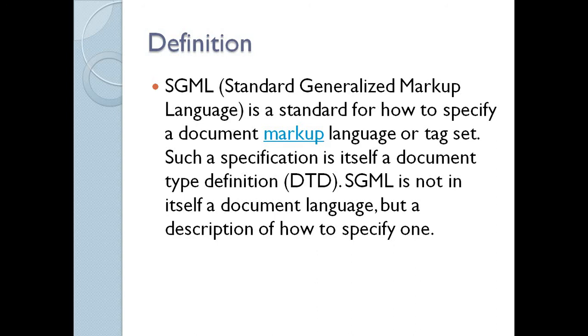SGML is a language for defining markup languages. HTML is one such application of SGML. HTML is designed with the help of SGML. SGML contains several parts like XML and so on. So SGML, to understand it in a simple way, is a language through which we can create our own markup languages like HTML.